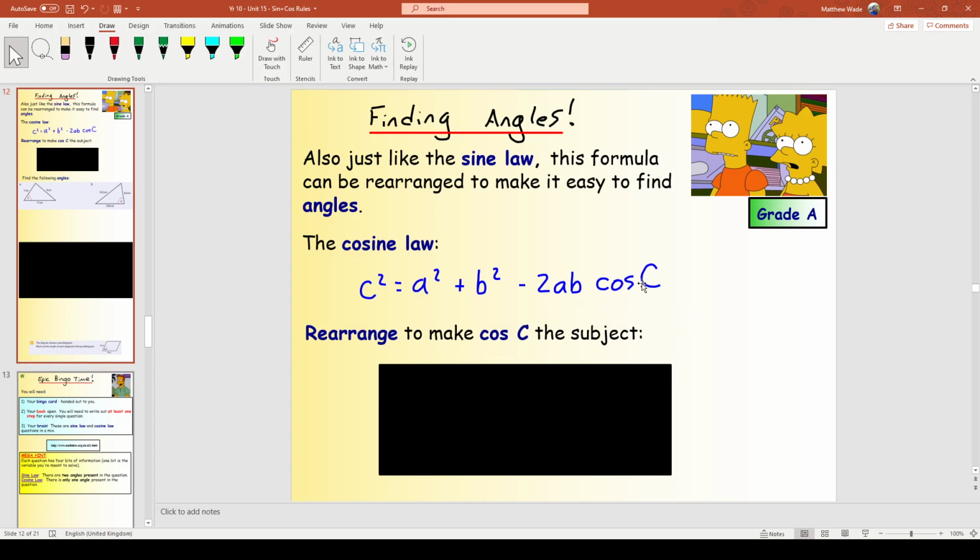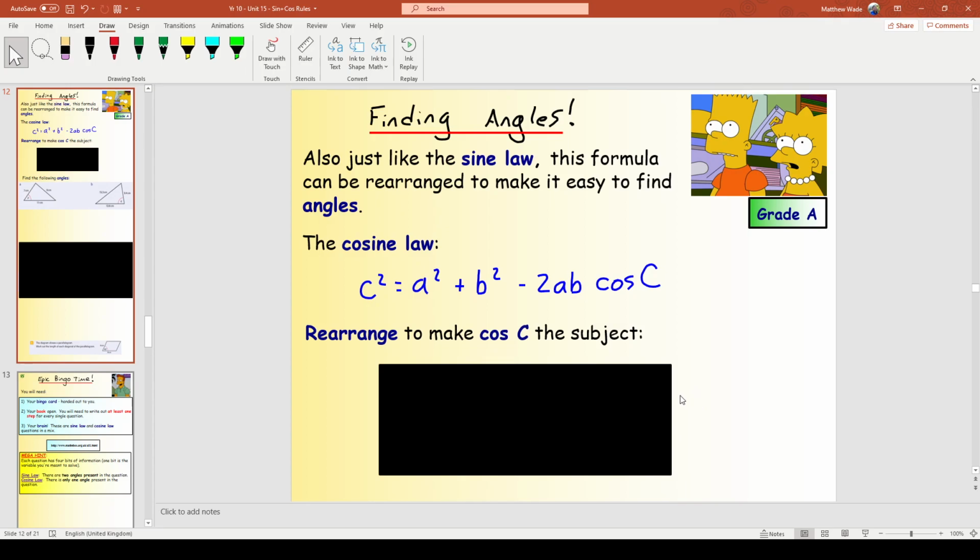Here's what you're going to do. Make cos C the subject of this equation. So you're going to do a change of subject to make cos C the subject. The first step is to move it to the left and the c squared to the right. So if you want to pause and try that, go ahead. If you don't want to, I'm going to reveal it to you in a minute anyway.